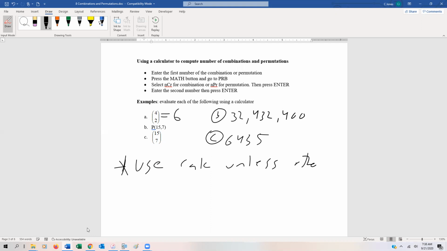One final note, unless I specifically say to do it by hand to compute these, you can use the calculator unless I specifically say to evaluate by hand. Okay, so use the calculator unless otherwise told to evaluate by hand, just because the numbers would get really unwieldy for us to be able to work with. Okay, so we'll see how to use the calculator in the next video to be able to work with some of these applied problems.